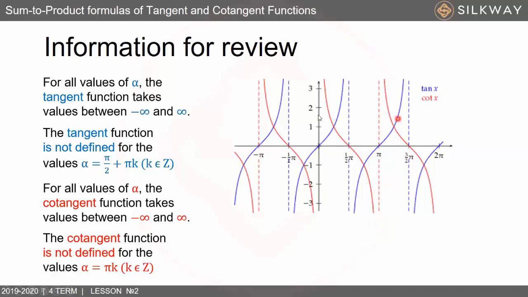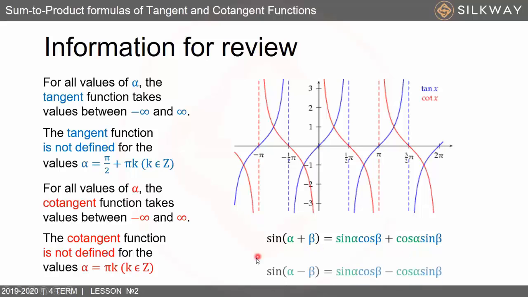And here you can see the graph of these functions. This one is the tangent function and this one is the cotangent function. Here this line means that at these angles tangent is not defined. And in this lesson we will use these formulas.